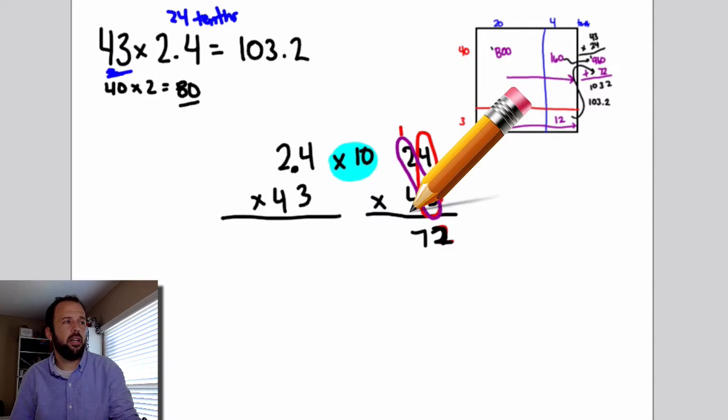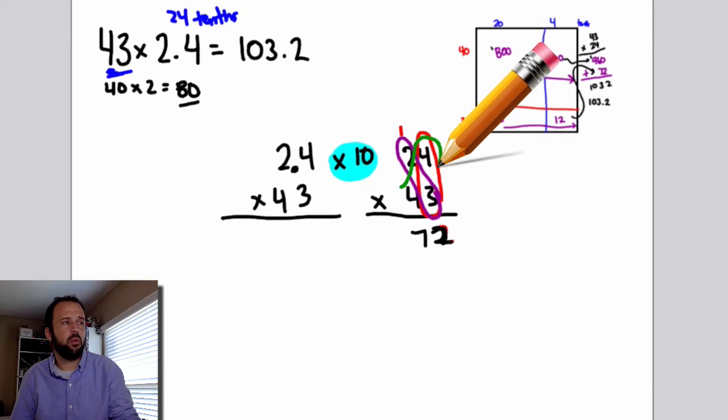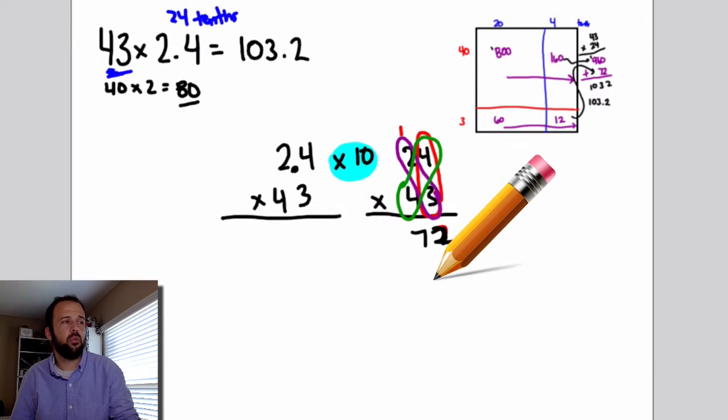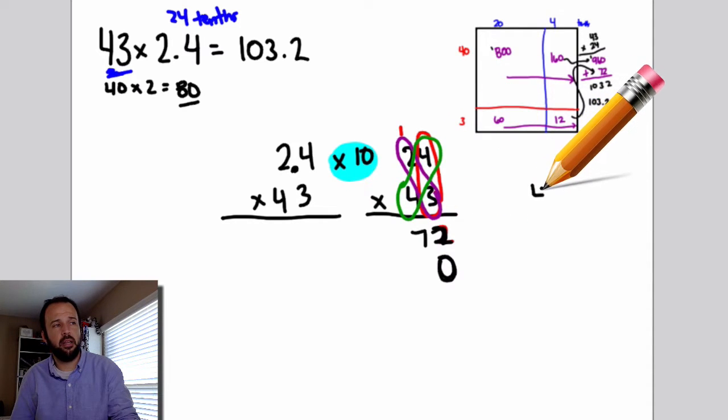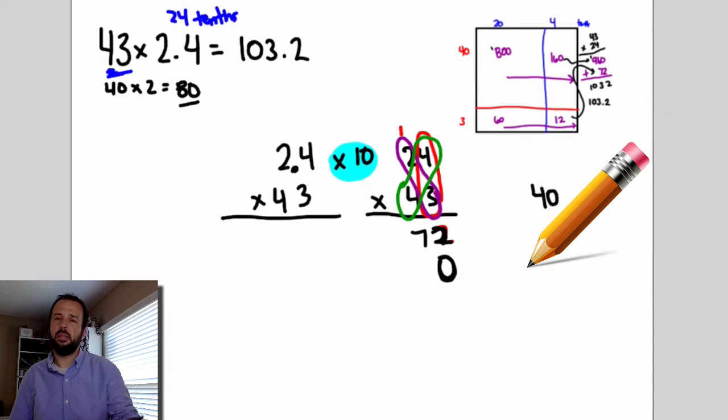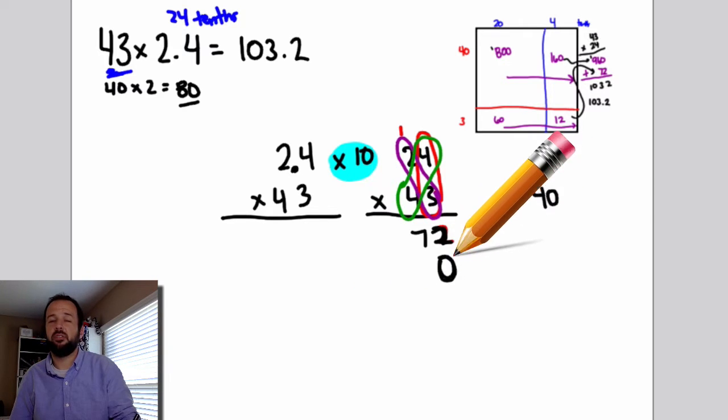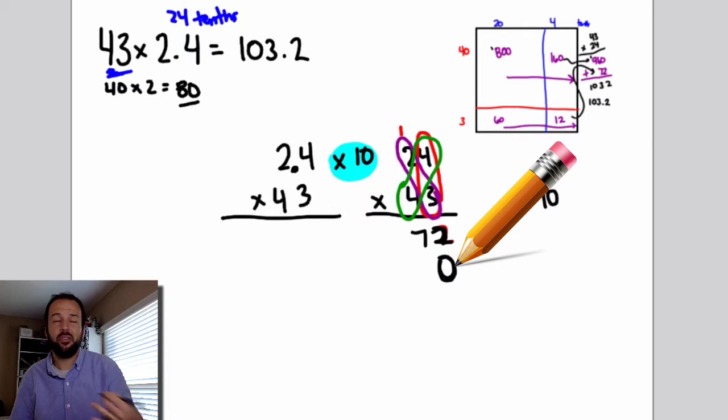Next I'm going to do my tens times my ones, so that's going to be 4 times 4, which gives me 16. Wait a second, I have to put a placeholder here. I have to put this 0 here because I know I'm multiplying by 40. I'm not just multiplying by 4, I'm multiplying by 40, which means whatever that partial product is, it's going to have a 0 on the end of it. So I could think of it as 4 times 4 and 4 times 2 to start, but really it's 40 times 4 and 40 times 20. So whatever it is, it's going to have a 0 on the end. I'm just going to put that in there now so I don't forget.